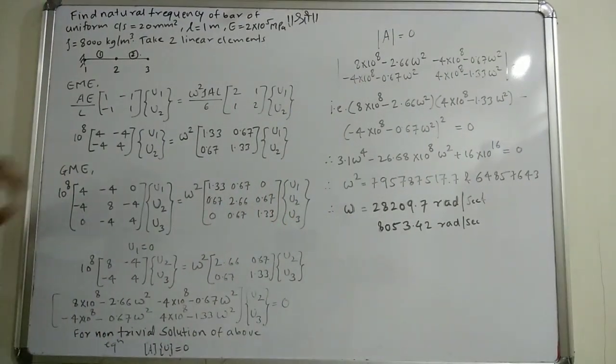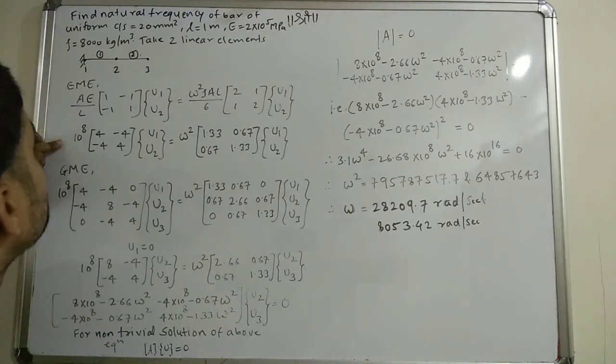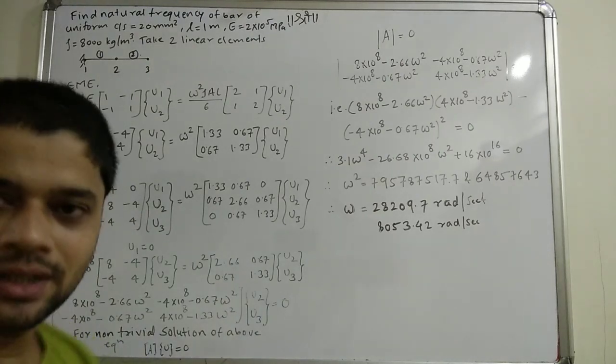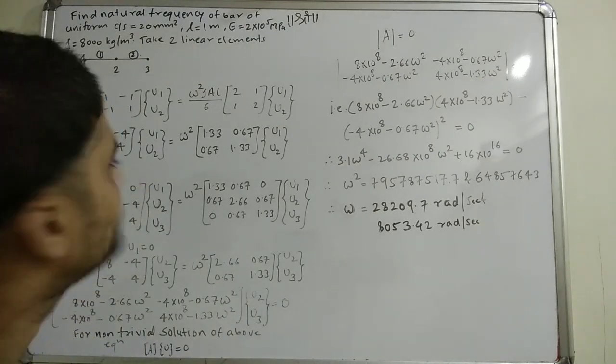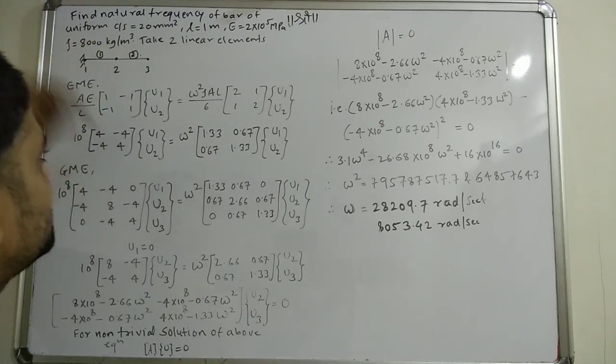So when I do that, the answer comes out to be 2 into 2 4, and 10 raised to 8 comes outside. I will take that uncommon factor inside the matrix. I will keep the common factor outside the matrix. So 4, minus 4, minus 4, 4 multiplied by the displacement vector.